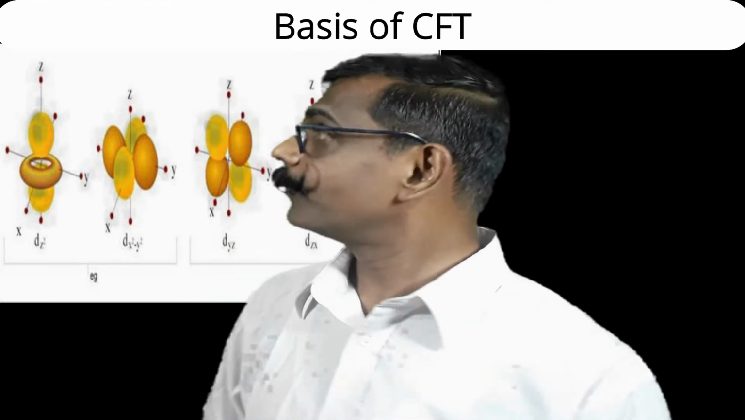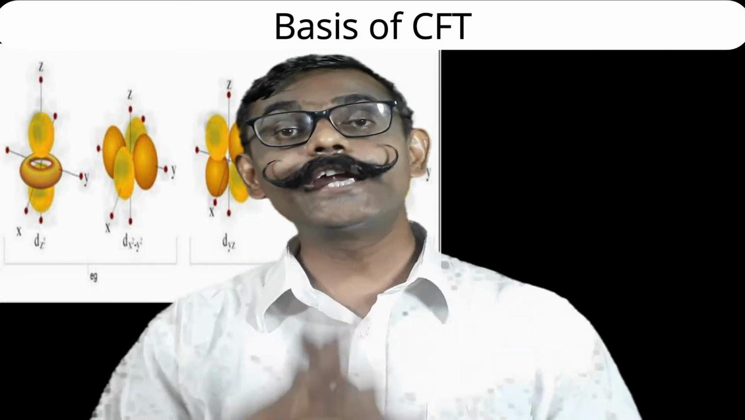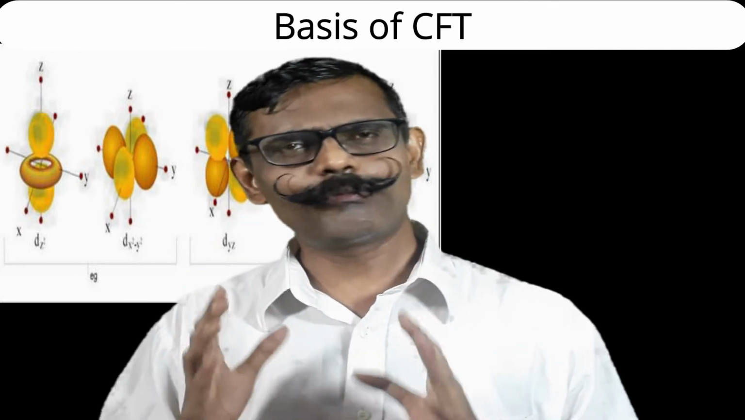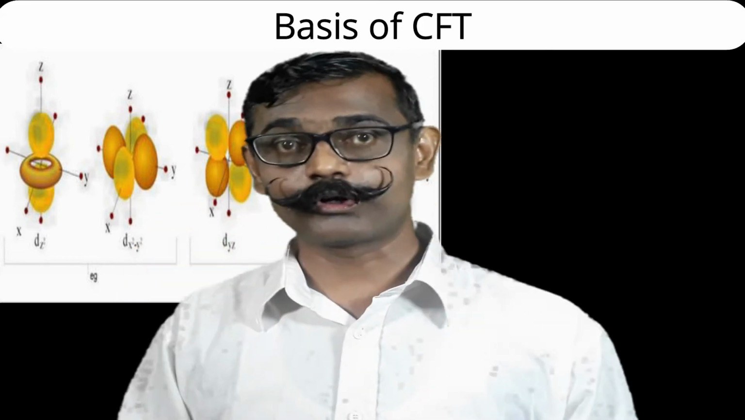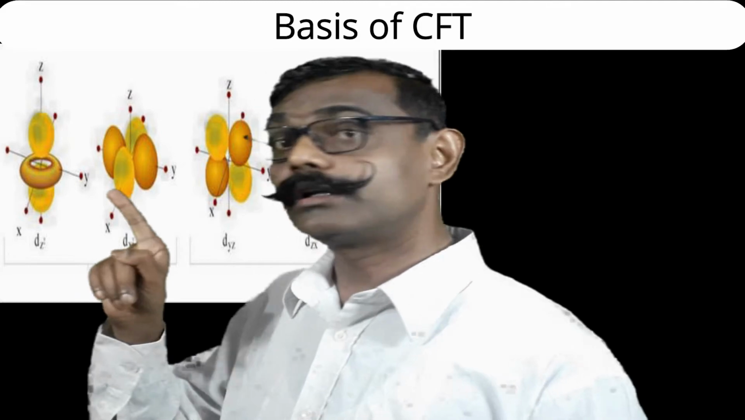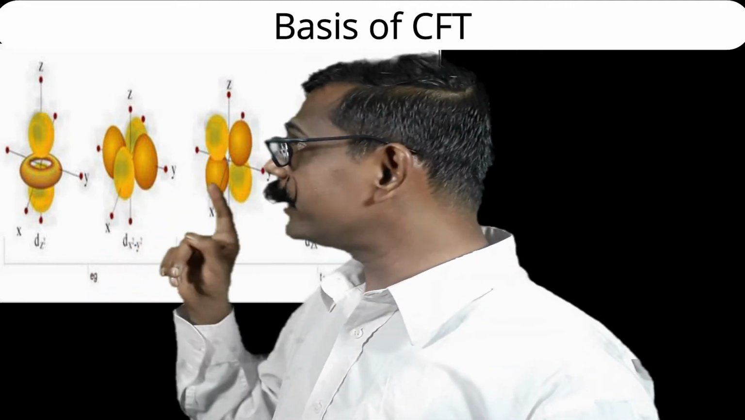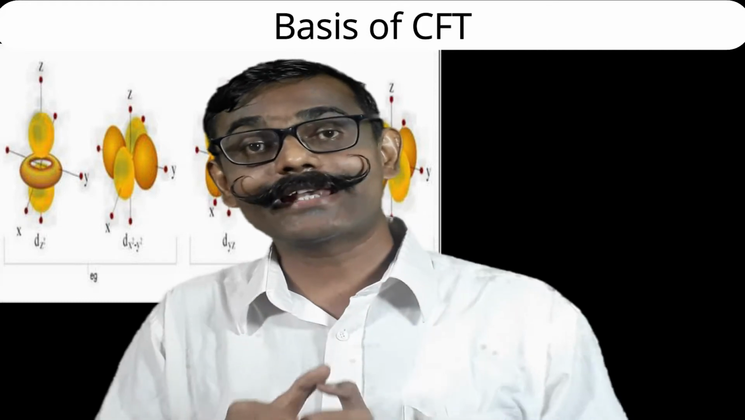Let us consider that yellow color represents the positive wave function and brown color represents the negative wave function. The wave function is not important at this moment, but orientation and shape are important. What's the understanding of the dz square orbital? dz square orbital is oriented more towards the z axis and partly towards x and y.